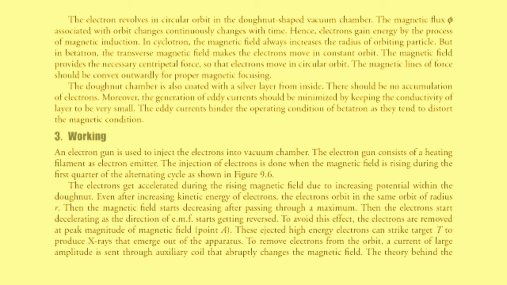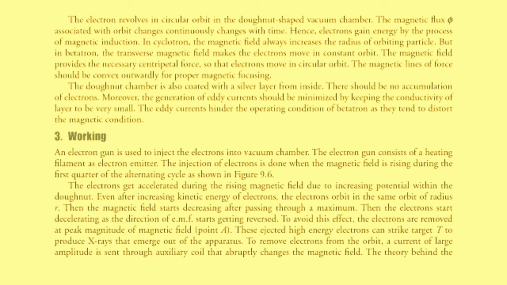The donut chamber is also coated with a silver layer from inside. There should be no accumulations of electrons, and moreover, the generation of eddy currents should be minimized by keeping the conductivity of the layer very small. So eddy current has to be checked, or it has to be minimized. Its generation should be minimized.